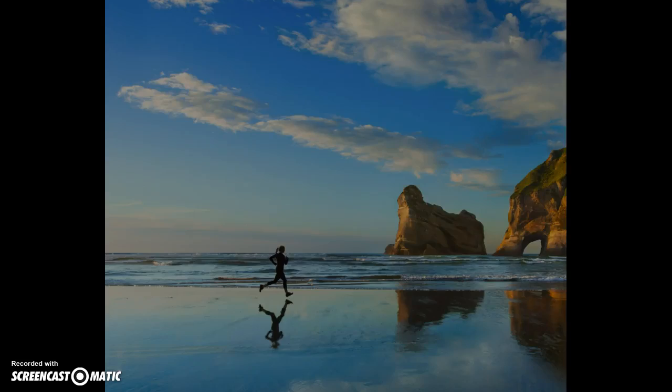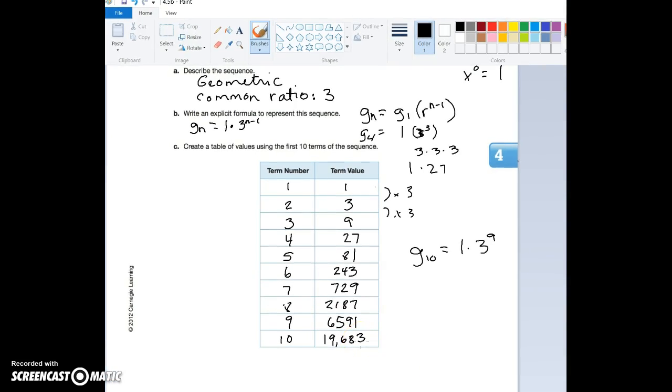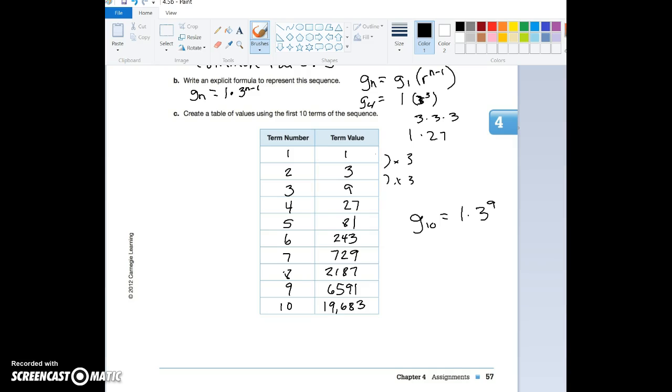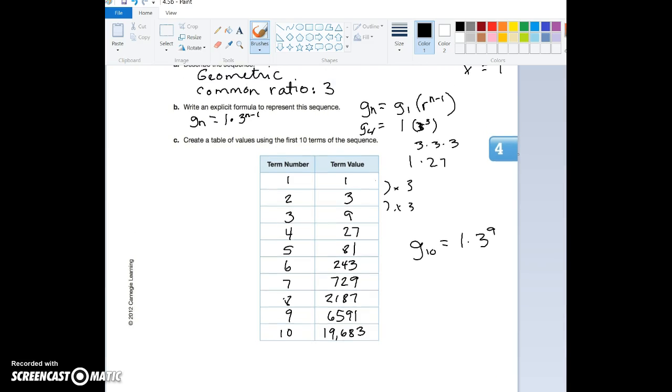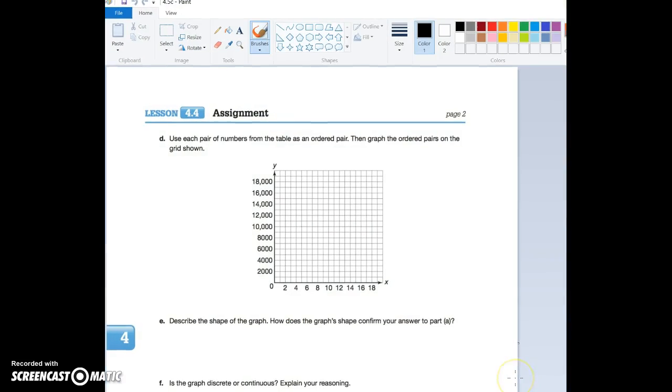So I'm going to go into my calculator and say 1 times 3. Well, if it's going to be multiplied by 1, I don't really need that 1 at all. So I'm going to say 3 to the 9th power equals 19,683, and that's what I have written there. So I did my math correctly. Hooray. All right, so now that I have my table filled in, I can go to the next page. And for you, I think it's just turning it over.